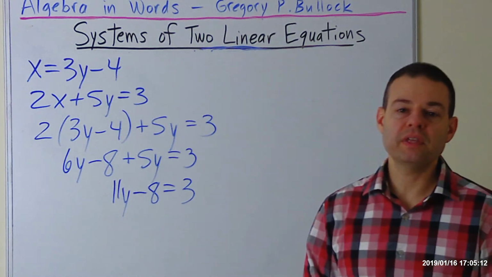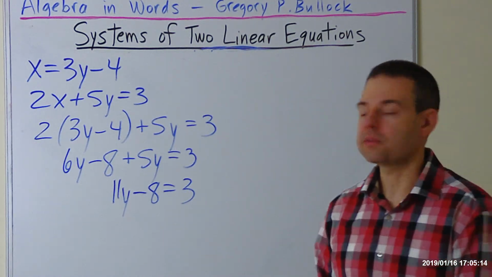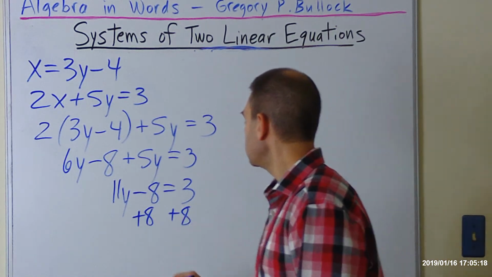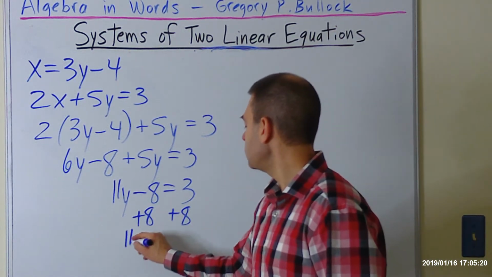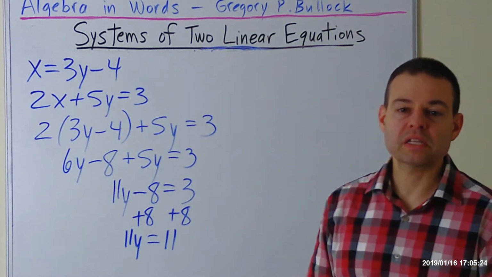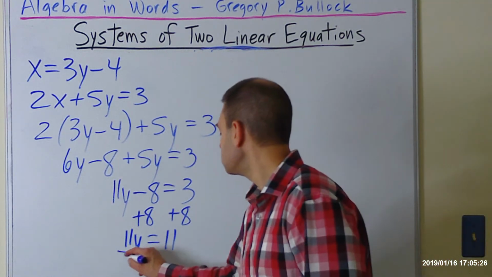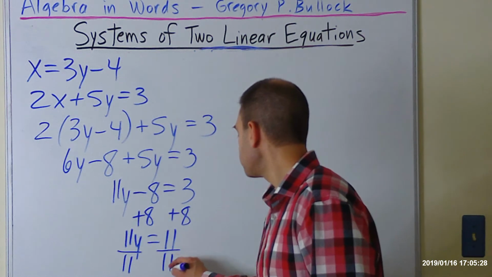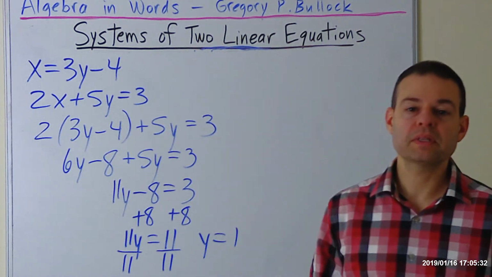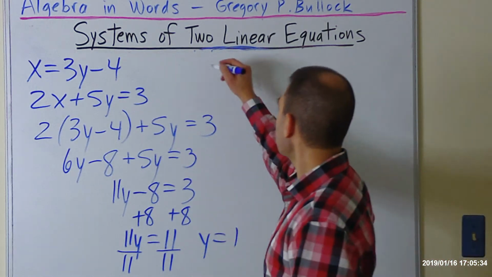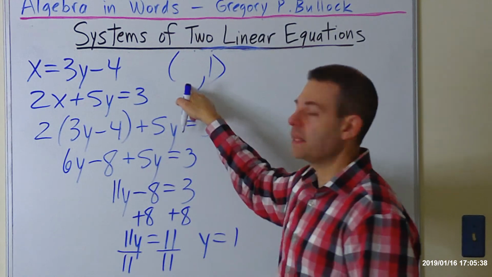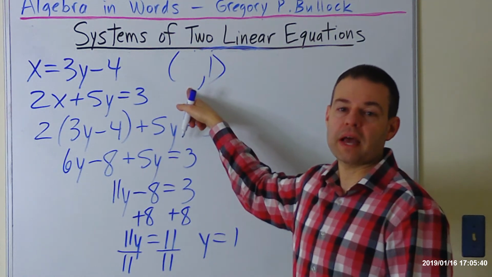And now let's move the 8 to the other side by adding 8 to both sides. So we get 11y is equal to 11. Divide both sides by the coefficient 11, and we get y equals 1. Let's put that into the point. And that tells us that next we have to solve for x.